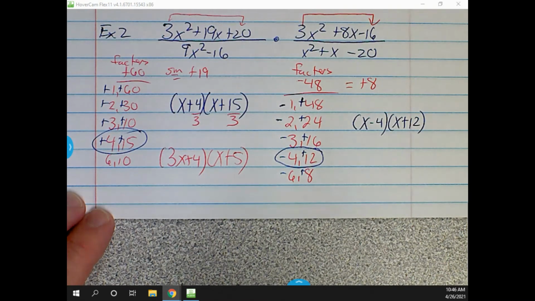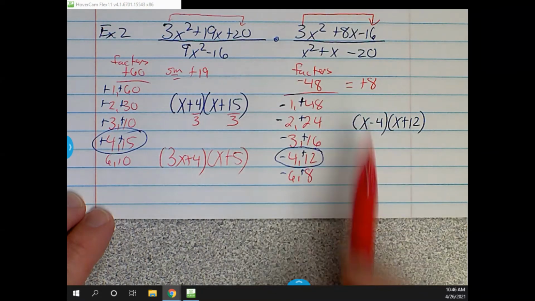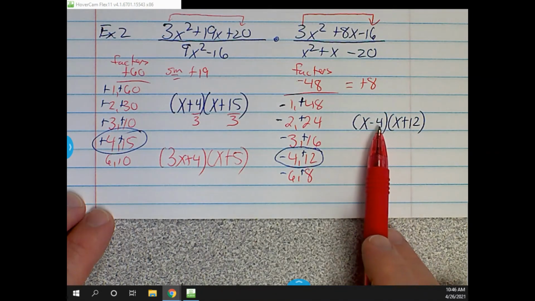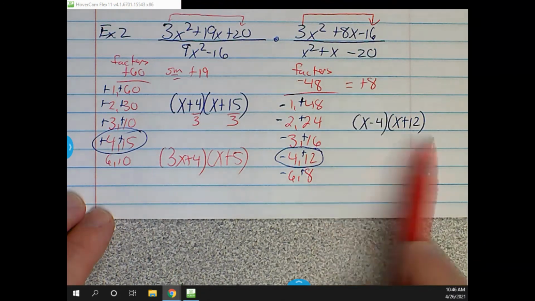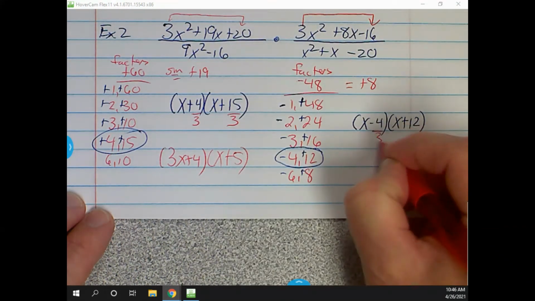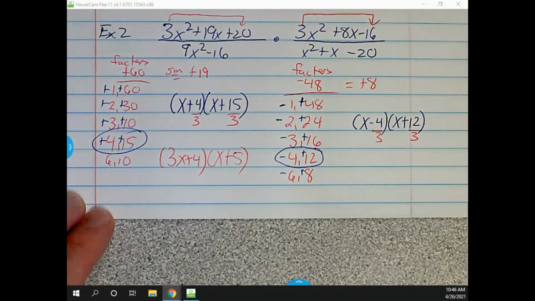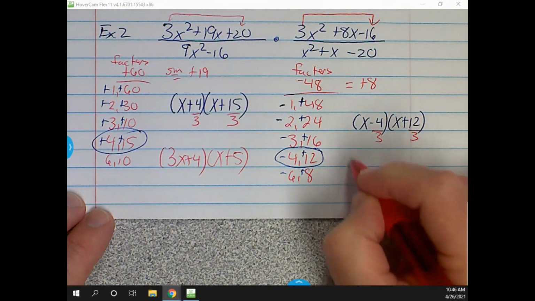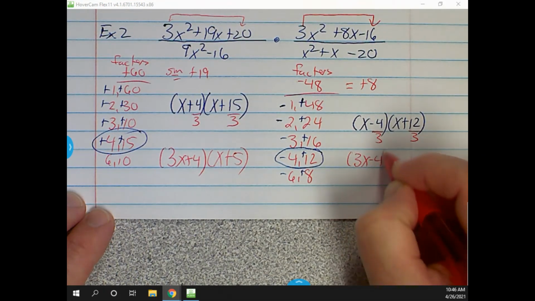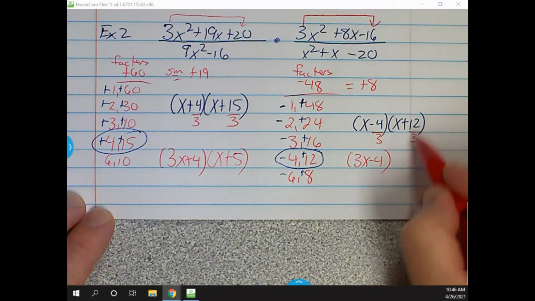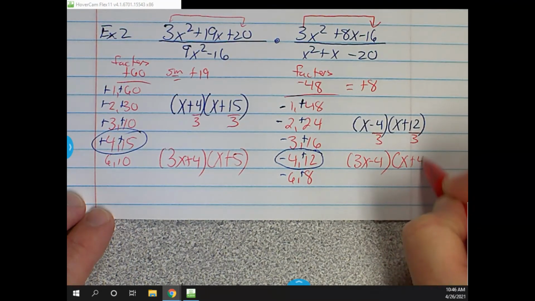Okay, but the same setup on this one is that once we've got these factors, because we multiplied by 3 in the beginning, if you look at the last numbers, we've got 4 times 12, that gives us 48. These numbers are too big, so we're going to go back through and divide by 3 because we multiplied by 3. This one we'll do bottoms up, make it 3x minus 4. That one will simplify and just make it x plus 4.